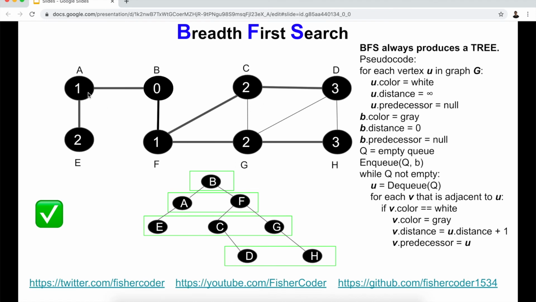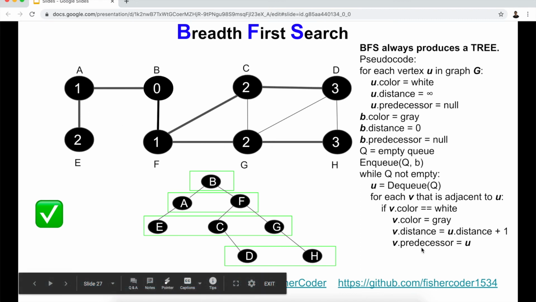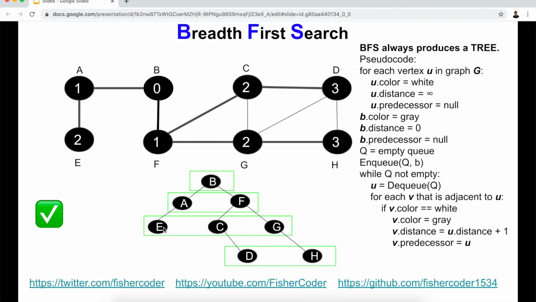So 0 + 1 is 1, and this one is 1 + 1 is 2, and this one is 2 + 1, that's why it's 3. And then we also mark this V's predecessor as U, because A's parent is B, and E's parent is A. Makes sense, right? In the end, we enqueue this V into Q, so we'll enqueue A and F into this queue, so that we can continue to traverse A and F's children. Next, we'll mark U as visited. That means we have marked B in the beginning.